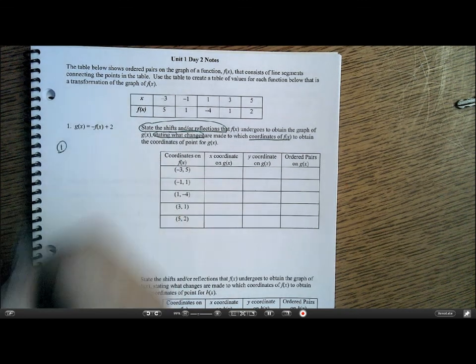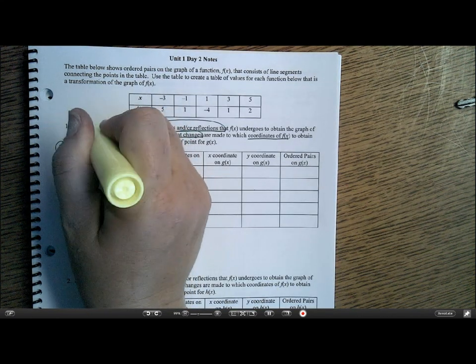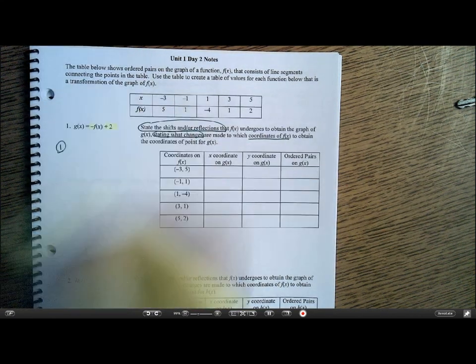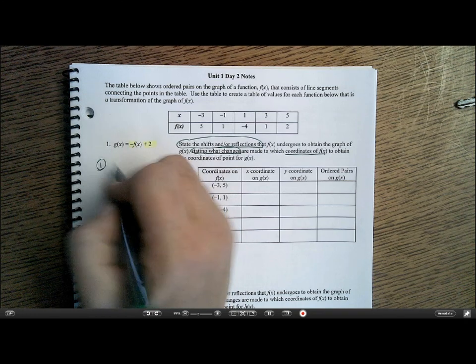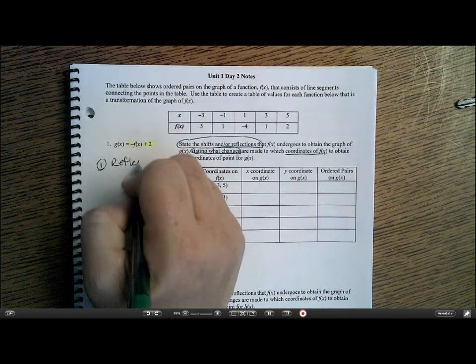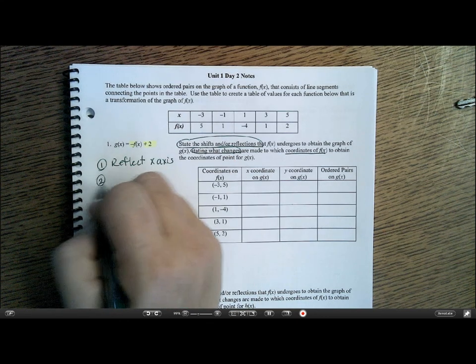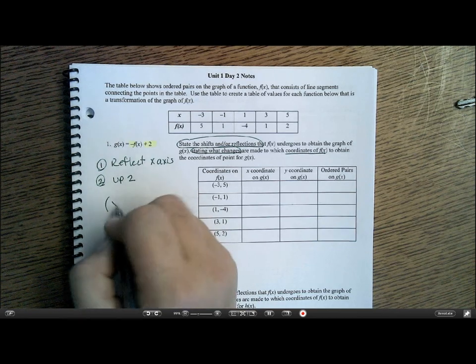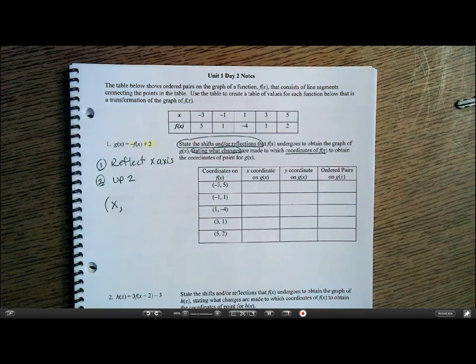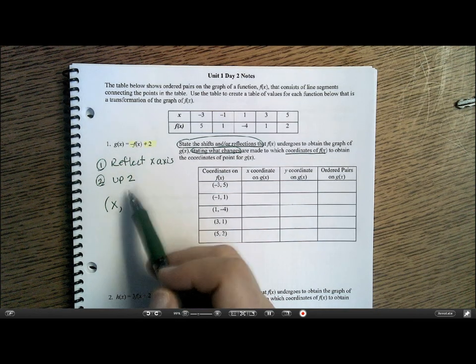So the first thing, when you identify some things, please do them in order from like left to right, just so that we're consistent. I'm highlighting them both yellow because they're both on the outside. So the first negative is going to reflect the x-axis, and then this positive 2 means that we're going to go up 2, which means there are no changes to the x value itself, but we do have 2 changes to every y.